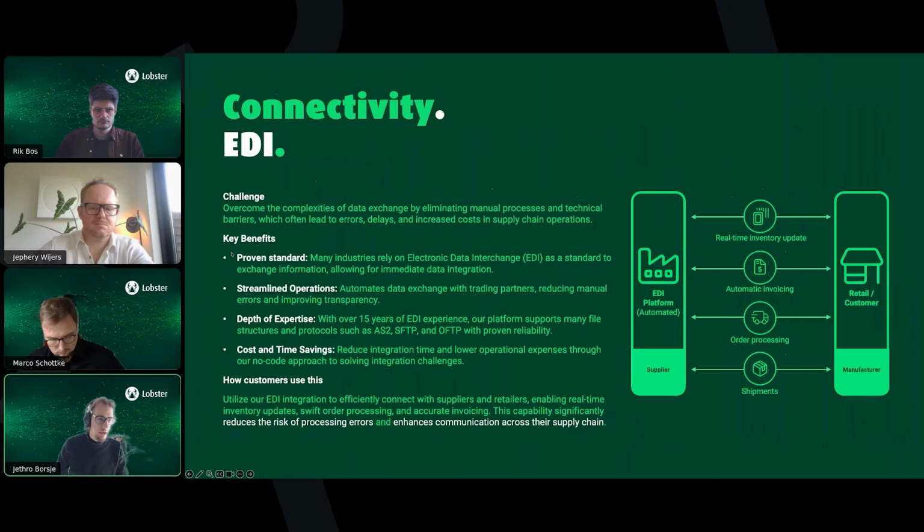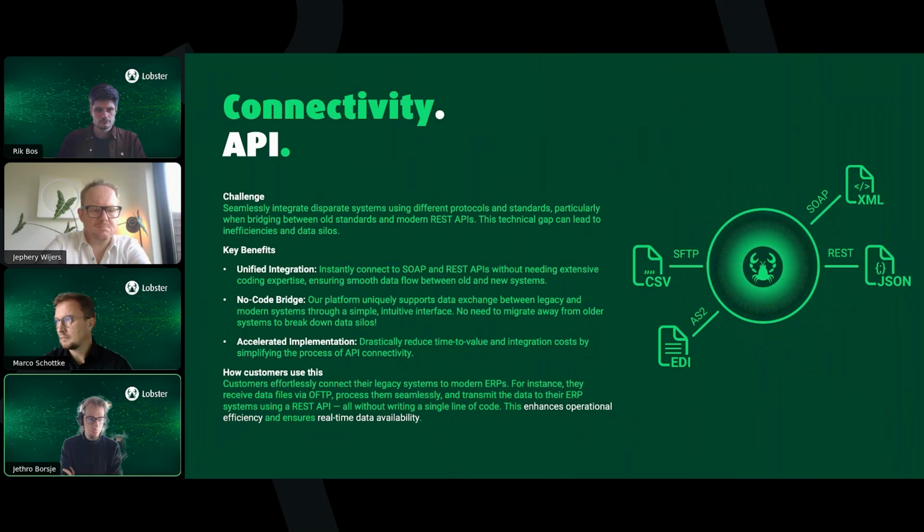So I'll pick it up here. For example, EDI. You'll see here, and every slide has the same structure. What challenge does this capability solve for a customer? What are the key benefits of doing this with Lobster? And an example of how customers can use this capability. So this is how we did it for EDI, but if you go to API, you'll see the exact same structure coming back. You'll see it for each and every capability we documented. It's always, what's the customer challenge? What are the key benefits? And how do customers use this?